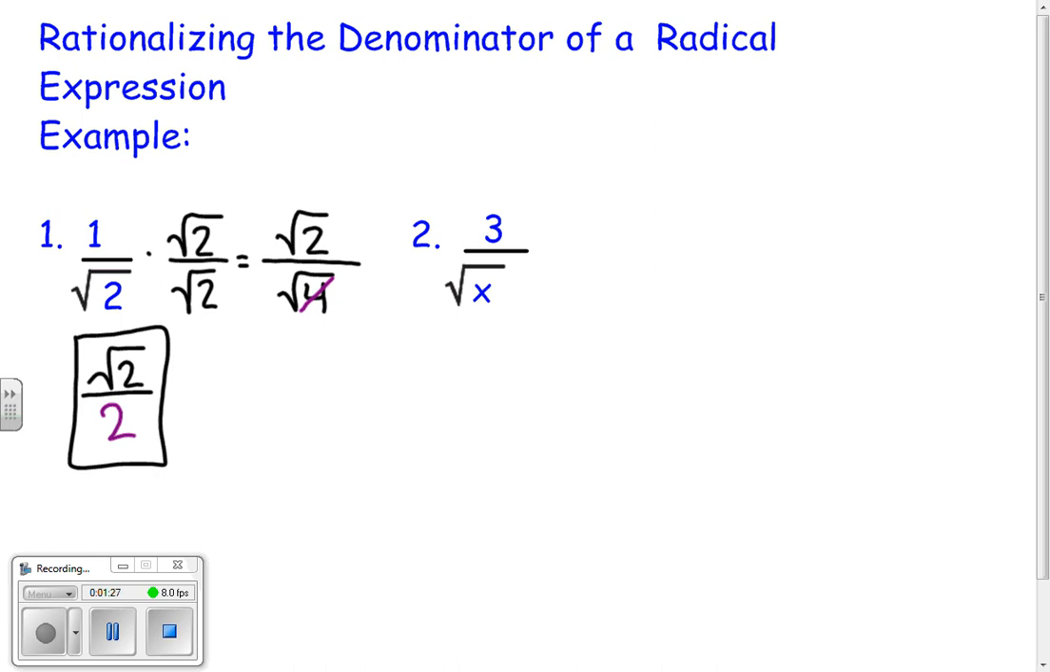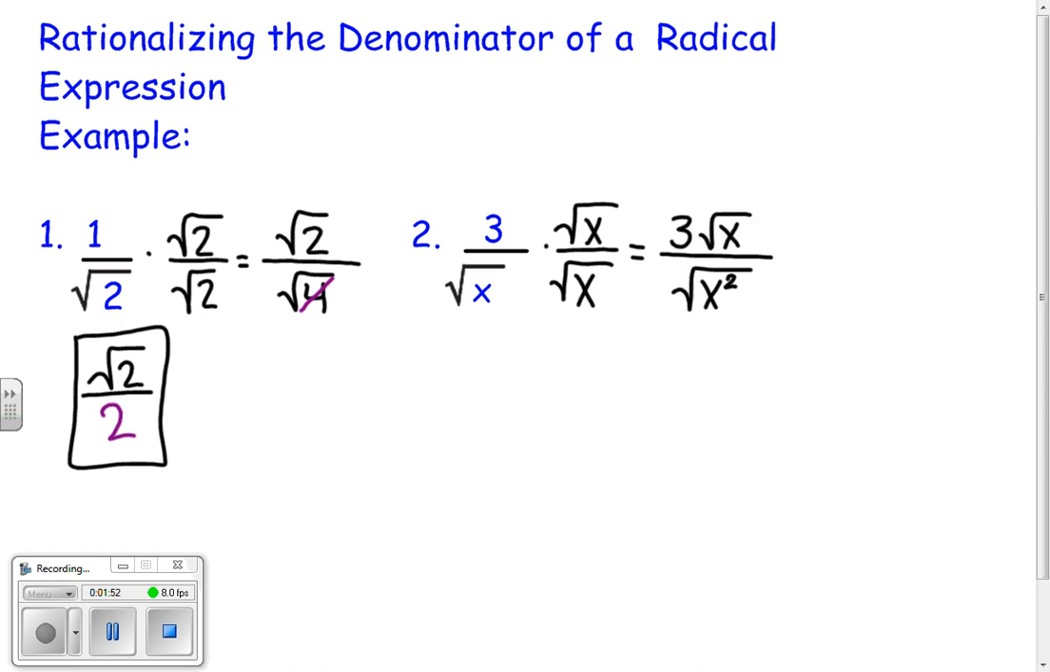In number 2, you can't fix that by dividing either, so we're going to have to multiply top and bottom by the square root of something. Because it's a square root, I'm looking for groups of 2. I have 1x, so I'd like to give it one more. What I give to the bottom needs to be given to the top. The bottom becomes the square root of x times the square root of x, which is the square root of x squared. And on the top, 3 times root x is 3 root x.